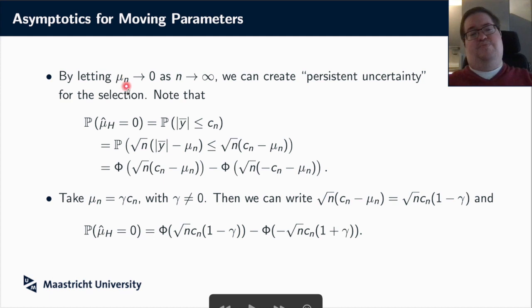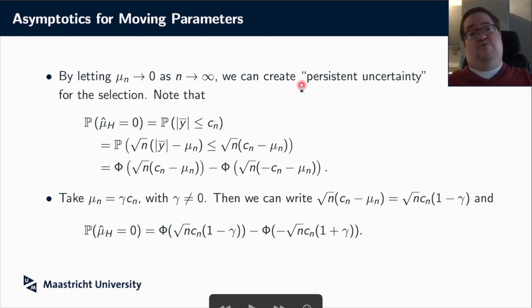So what we're going to do is take a sequence mu n which goes to 0. The idea of that is that we're going to make it harder for the model selection algorithm to find the mu. If we get more data, it becomes easier, right? You can more easily detect a non-zero mean. So we're going to counter that by making the mean smaller, letting it go to 0. So we can create a sort of persistent uncertainty. And by doing so, we can replicate or approximate what is happening in small samples.